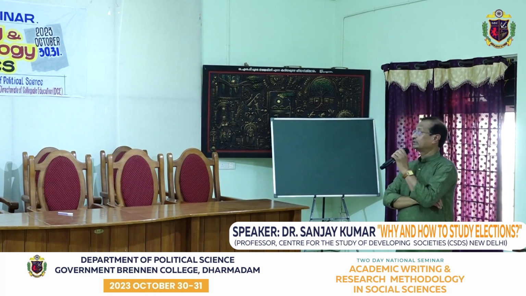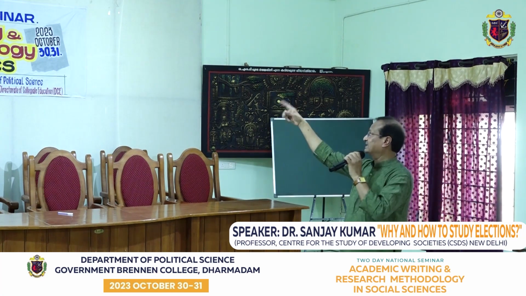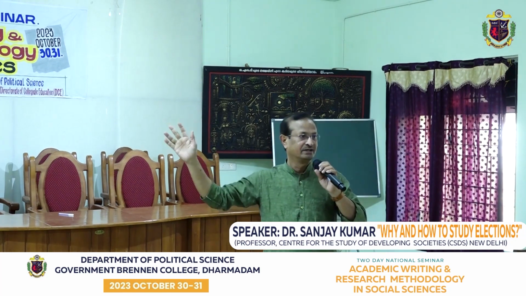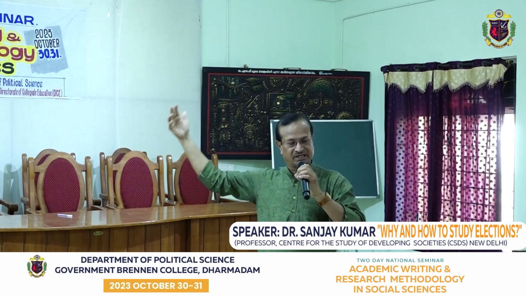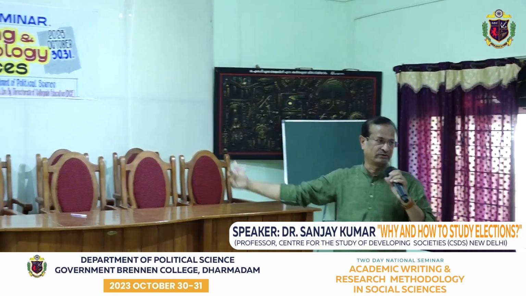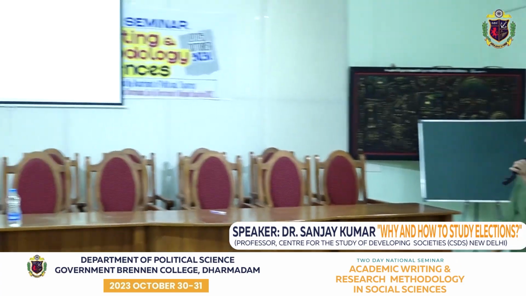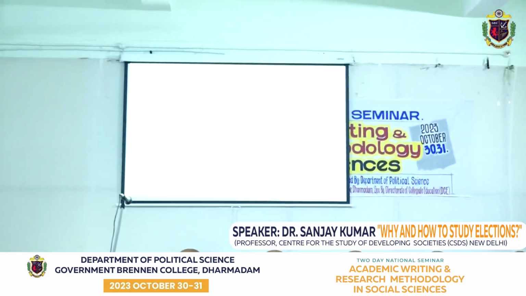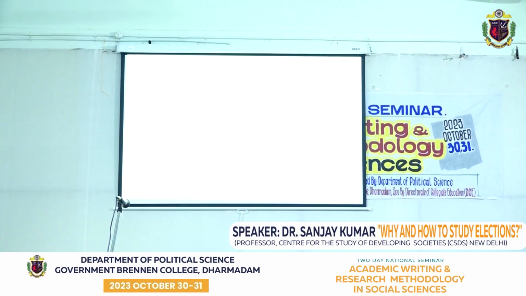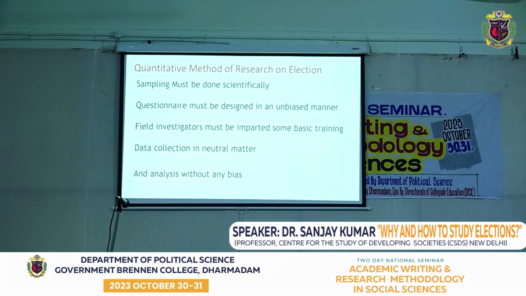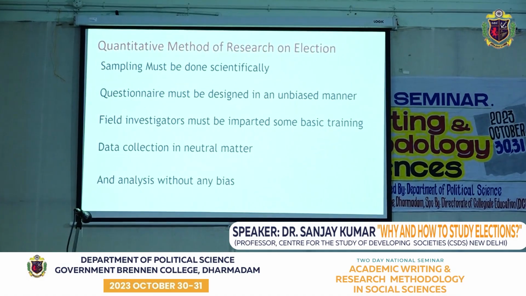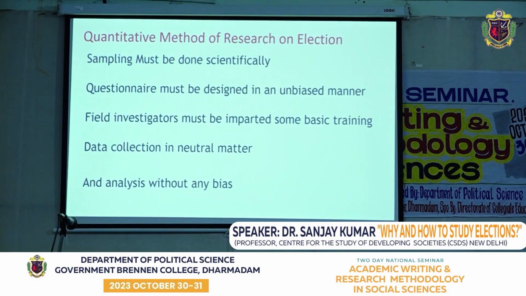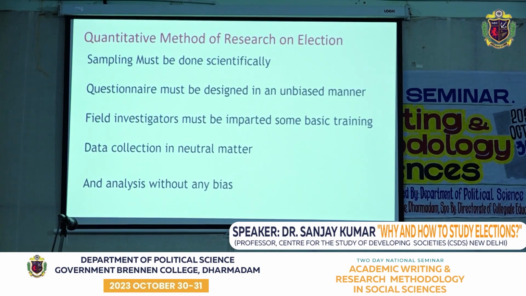Quantitative method of research on elections. If you replace election, you could put anything: social behavior, anything. But these are the basic things to be followed when you are trying to do a quantitative method. Sampling must be done scientifically. The questionnaire must be designed in an unbiased manner. Field investigators must be imparted some training. Data collection must be done in a neutral manner, and analysis without any bias.